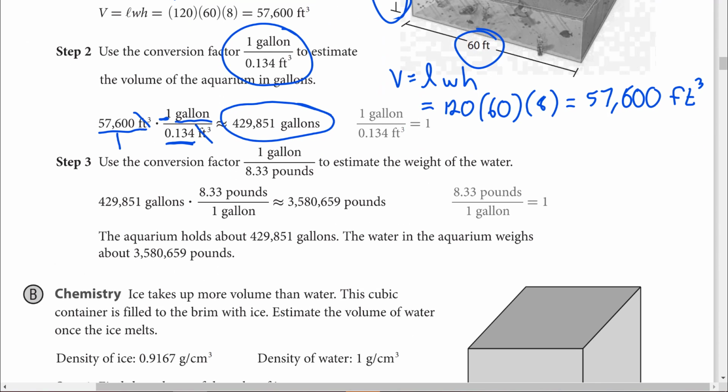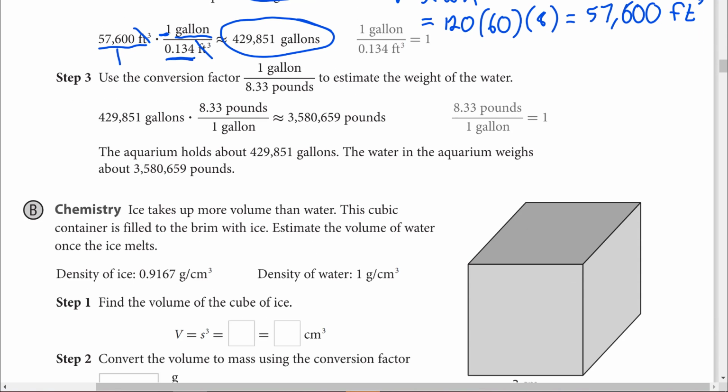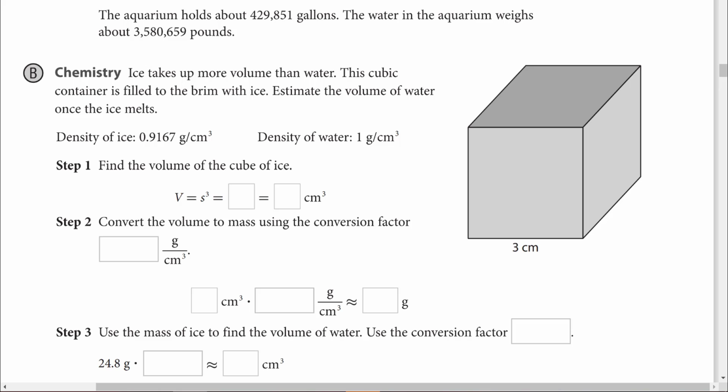The second step is just another conversion to figure out how much weight that is. We're not going to worry about that one right now. Let's take a look at part B.